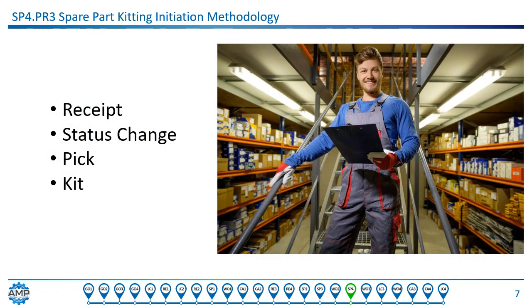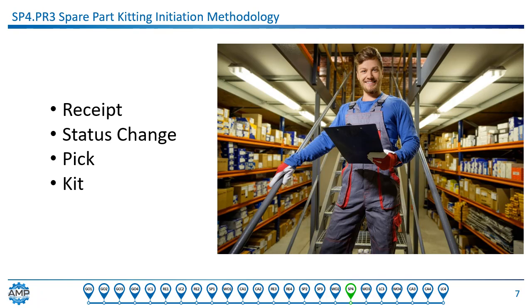Process 3 is spare part kitting initiation. When spare parts are received, the inventory specialist can review for which work orders are waiting for the parts and update the work order status to reflect that the parts are available so the job can be scheduled. Then a report is usually generated to communicate which work orders have been updated, and storeroom employees will use this report to prepare the kits ahead of time on a frequency chosen at the site level.